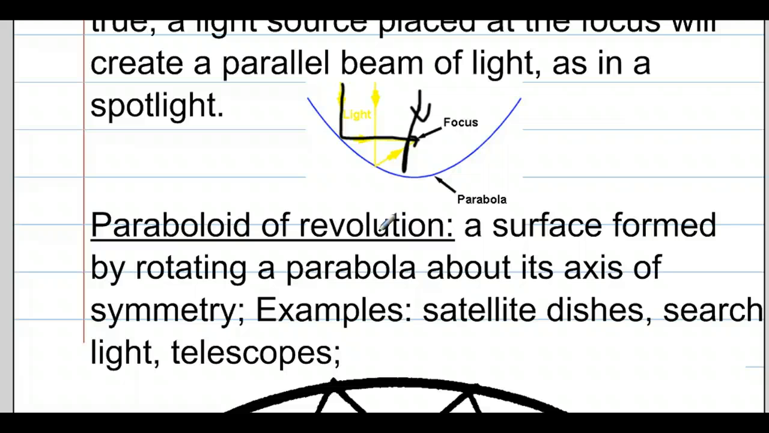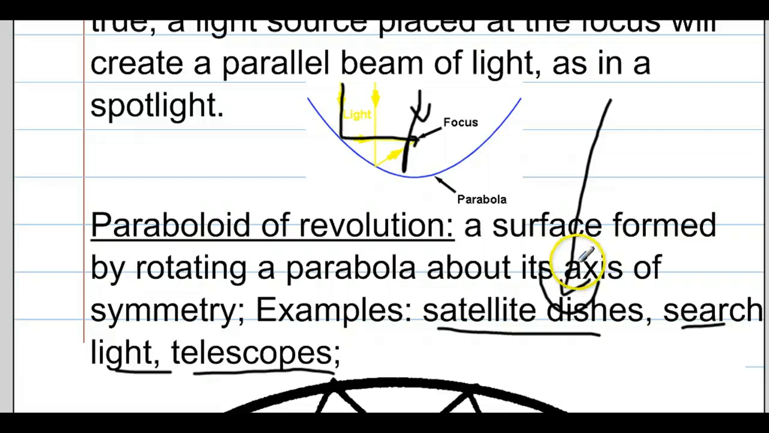3D solids that are formed by taking a parabola and rotating it around its axis of symmetry are called paraboloids of revolution. Common examples are satellite dishes, searchlights, and telescopes, and they're formed based off a parabola so that they can allow the light either to be reflected in or to be reflected out. Satellite dishes receive a signal from an actual satellite in the air. The satellite sends a signal, it hits the satellite dish, and the dish collects the signal and then distributes it where it needs to go.